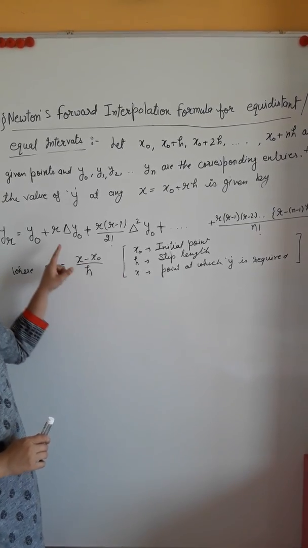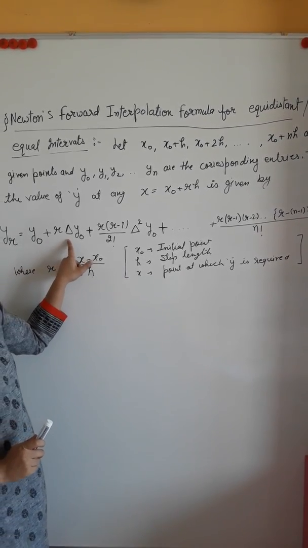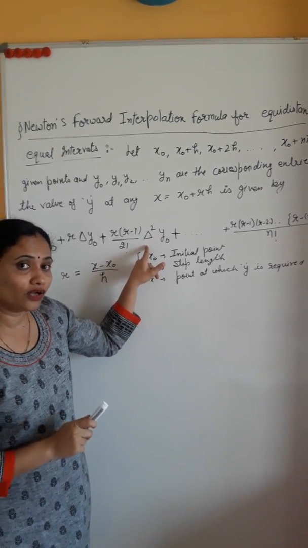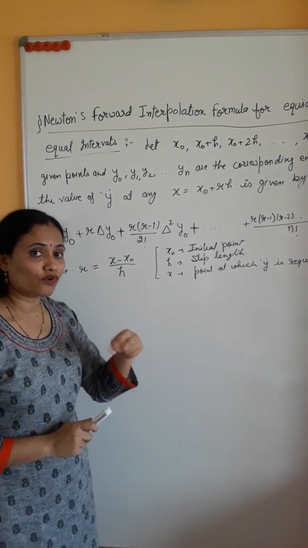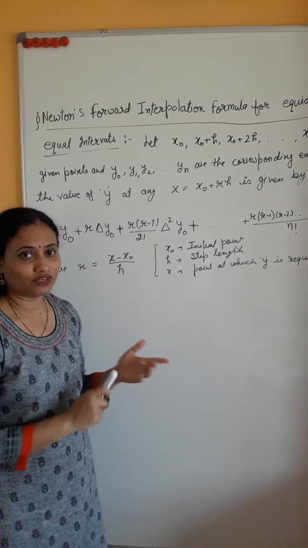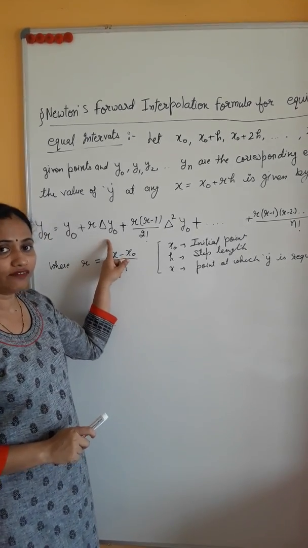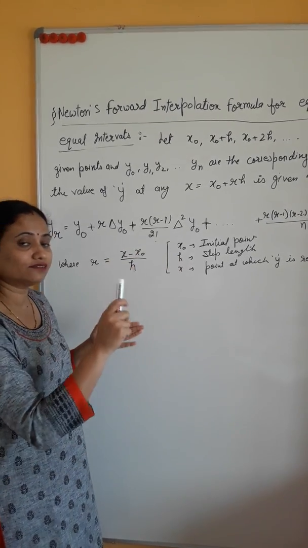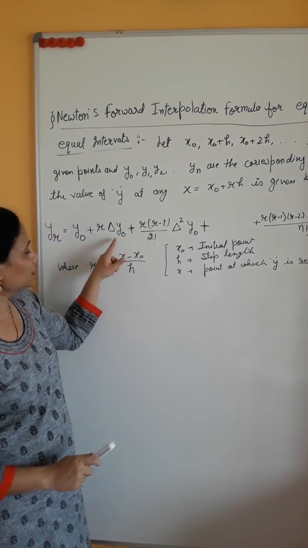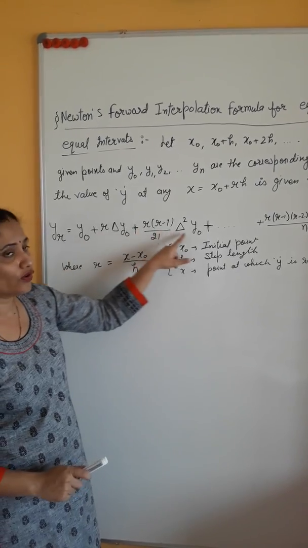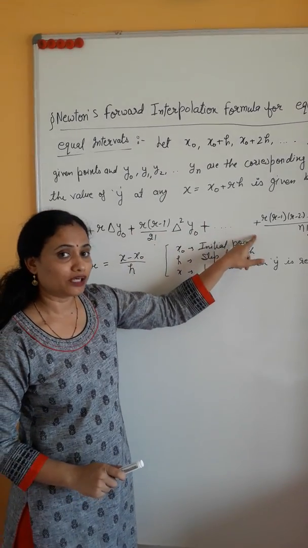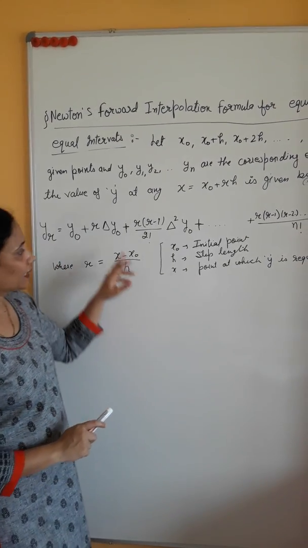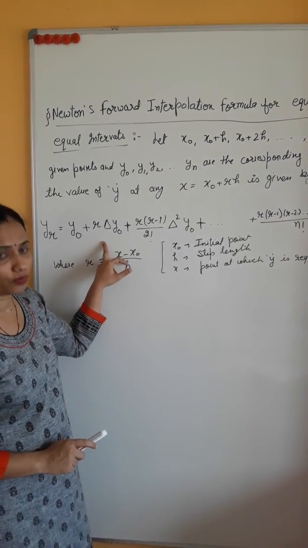Now one question is, what is delta y0, delta square y0? If you try to recall, we have already done the forward difference table. In the forward difference table, the very first value in each column, the leading values, are denoted by delta y0, delta square y0. So first we have to make the forward difference table and then apply this formula.